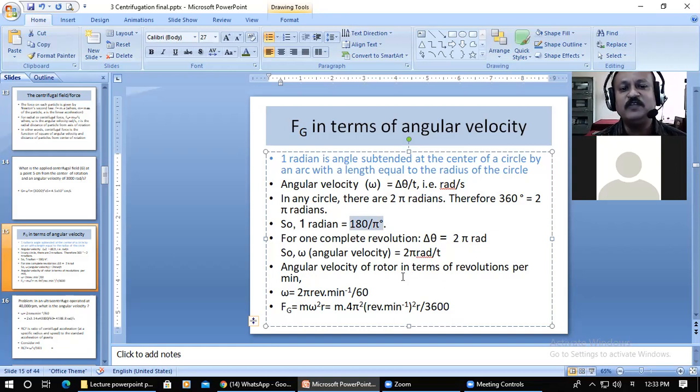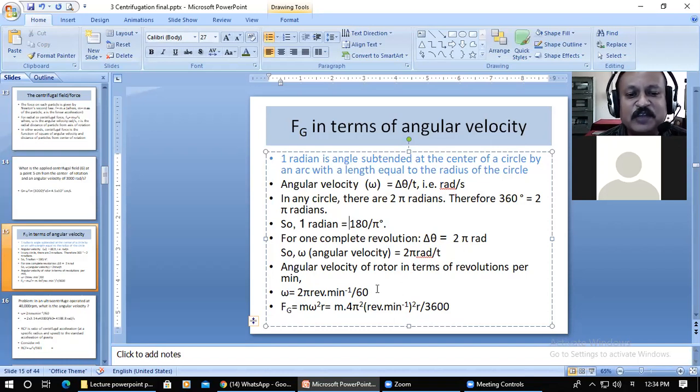So if you solve this particular equation, 180 divided by pi, you know the value of pi is 3.14. So 180 divided by pi will give you roughly about 57 degrees, 57.3 or something, right? So 1 radian is equivalent to that many degrees. Is it right?